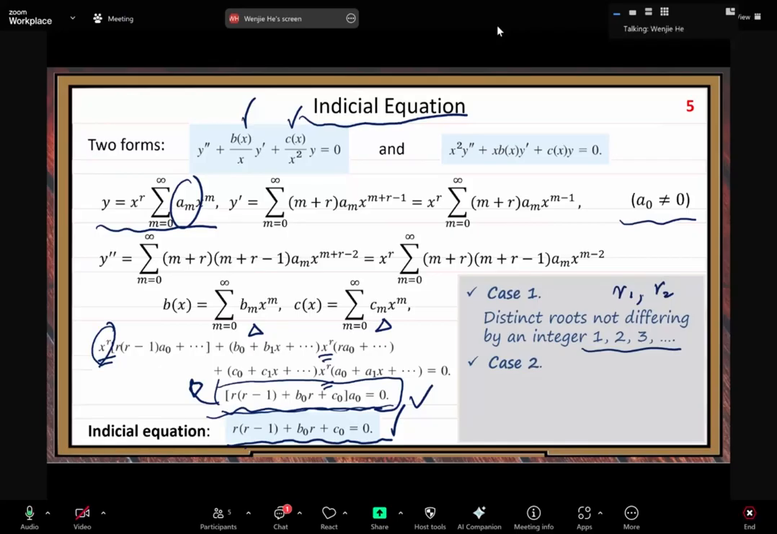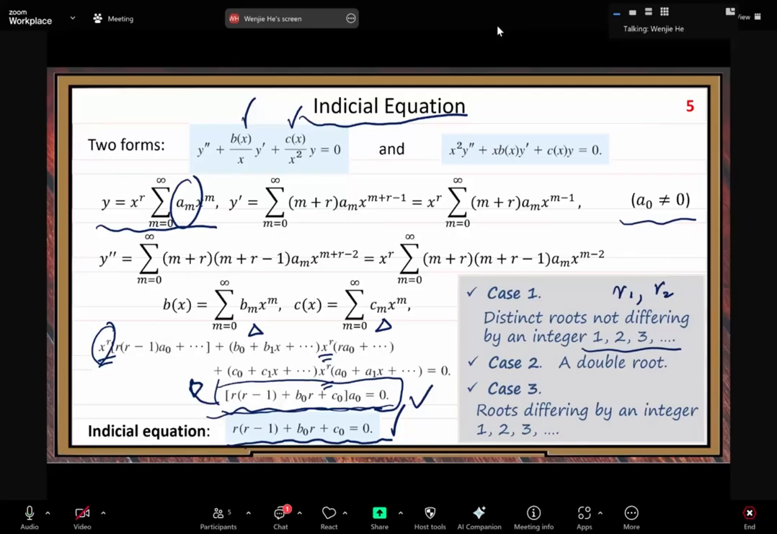Case two is when the difference is an integer, and then you should do things differently. You cannot just plug in R1 and R2, because basically you get the same solution. Case two: a double root. Case three: roots differing by an integer. Then you should take a different way for your solution. So these are the three cases.